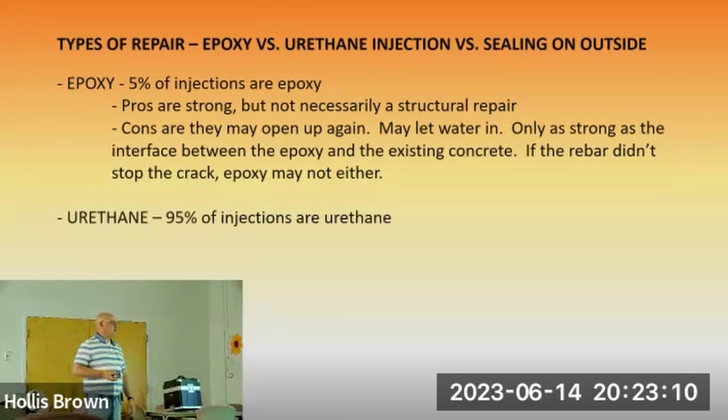Urethane. About 95% of the injections that I perform are urethane injections. Urethane has no strength ability whatsoever, and it's never claimed that it does, but it's wonderful in stopping water from coming in. It's a polyurethane material, activated by water, and it remains flexible throughout the life of the structure. So it really is ideal for stopping water from coming in.